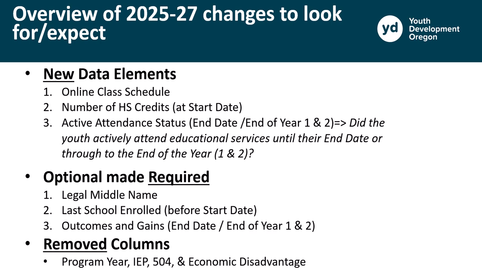In addition, a couple of optional columns are now required, and so legal middle name is required. The last school the youth enrolled in for high school completion before their start date is also now a required field, as well as outcome and gains made each reporting year. We've also removed some columns which are listed on your slide there.